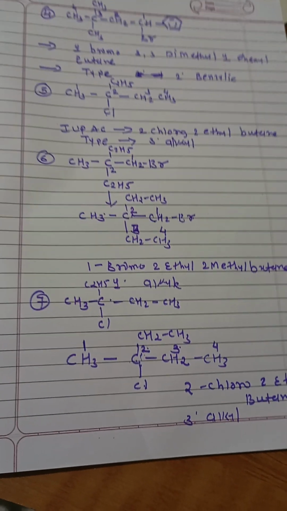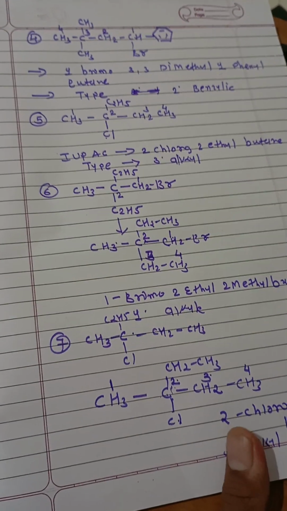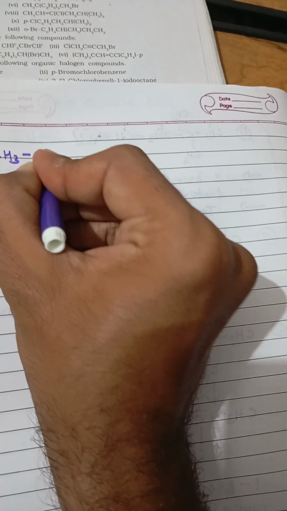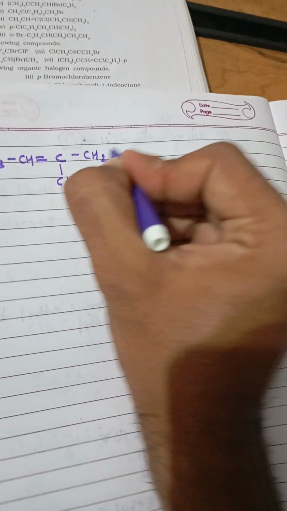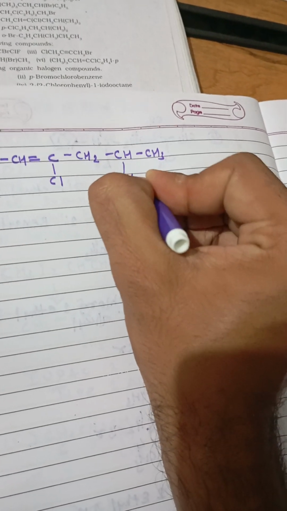So these are the solutions of some examples. Then we move on to the next one. Example number 8 is given to us. The structure is like this: CH3, CH, double bond C, here Cl, here CH2, here CH, here CH3, CH3.